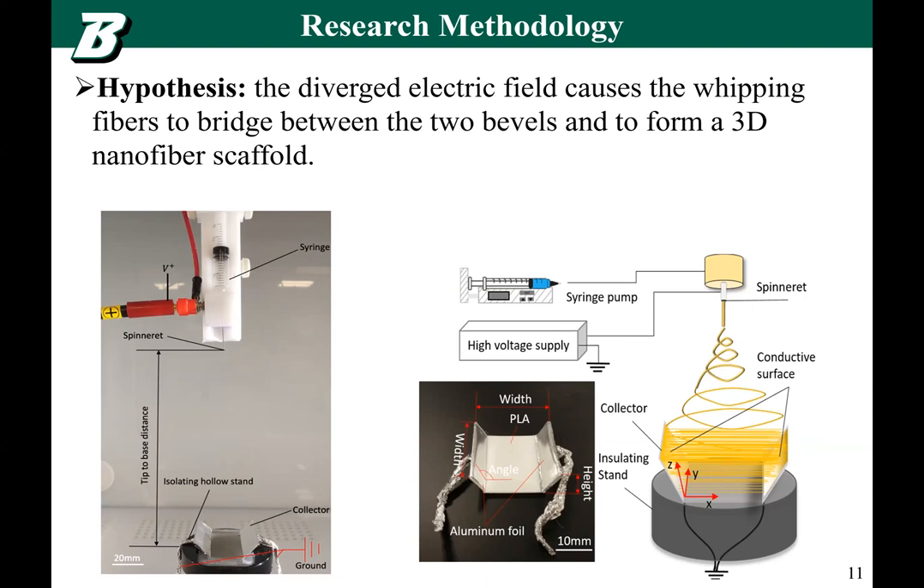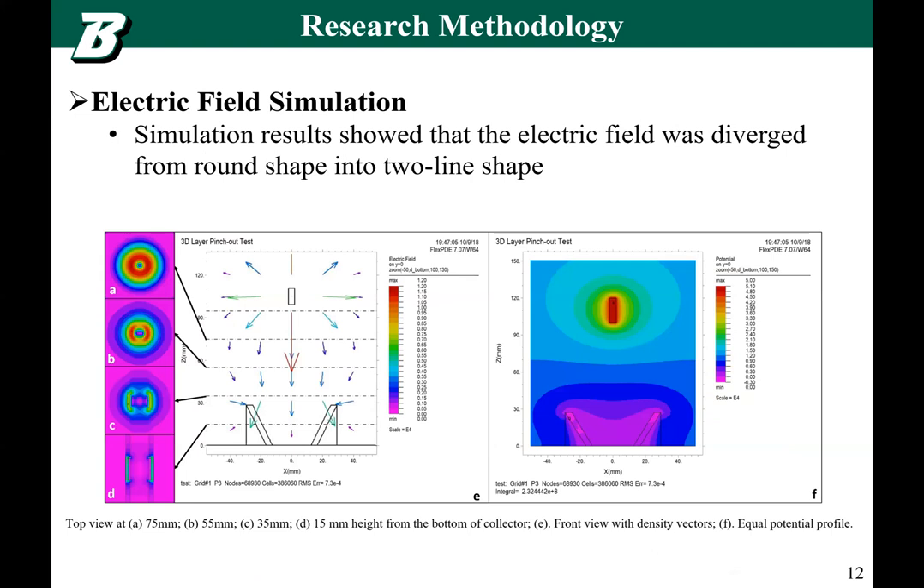In order to validate the hypothesis, a simulation of the electrical field has been done using FlexPDE software. As you can see, the electrical field gradually changed from a round shape to a two-bevel shape. This validates our hypothesis that the electrical field has been diverged to a two-bevel shape.